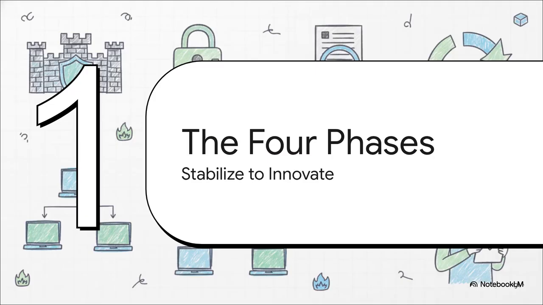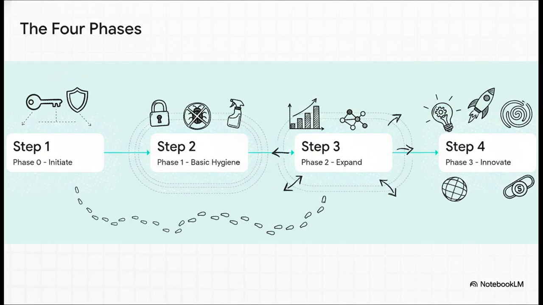And the model guides you through this journey with four very distinct phases. It's designed to take an organization from just getting organized all the way to a point where resilience is actually a tool for innovation. So here are the four phases at a glance: initiate, basic hygiene, expand, and innovate. This is the core path, right? You're going from laying a solid foundation to achieving a state where you're constantly improving. Let's break down what each one really means.